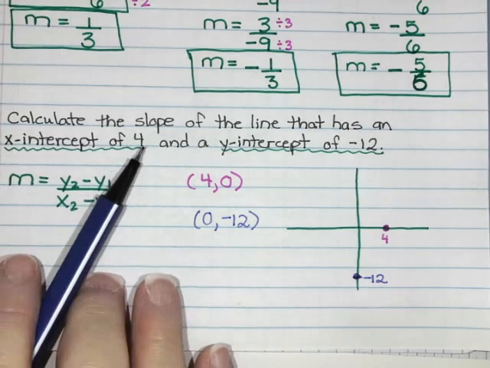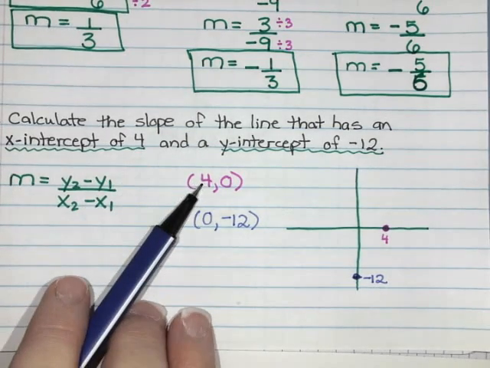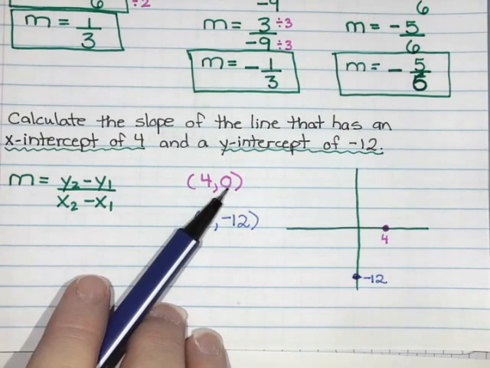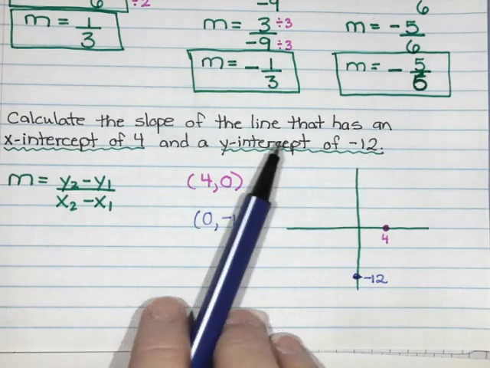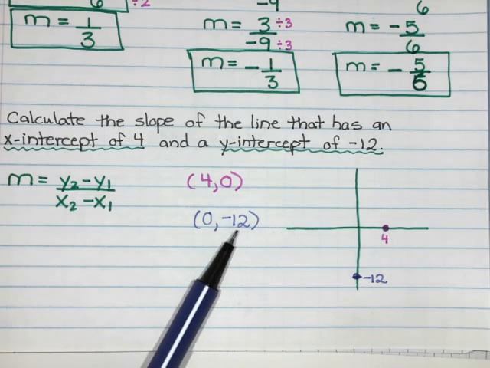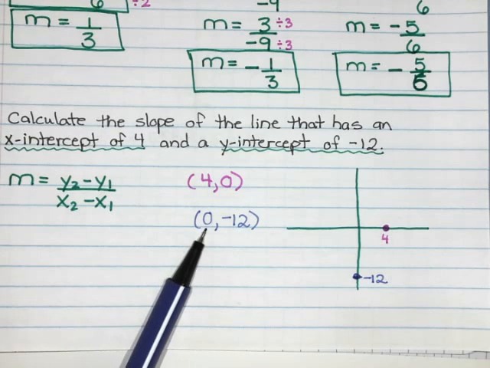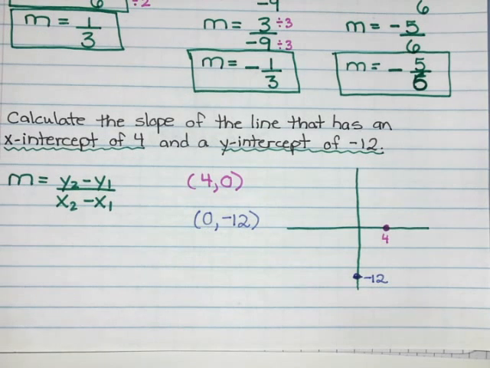So if a question gives you the x-intercept, that means it's the x value, and because it's on the x-axis, the y will always be 0. And if it gives you the y-intercept, that is the y part of the point, and then because it's on the y-axis, the x part will always be 0.